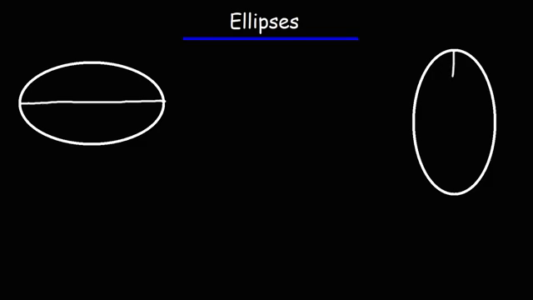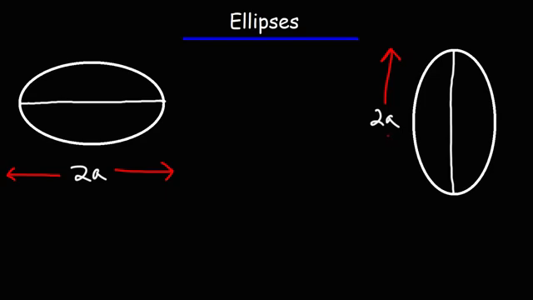On the right, the major axis is vertical. The length of the major axis is always equal to 2a, and that's the case for both types of ellipses. This is the length of the minor axis, which is vertical on the left, but it's horizontal on the right. The length of the minor axis is equal to 2b. For this one, the minor axis is horizontal, but it's still equal to 2b.